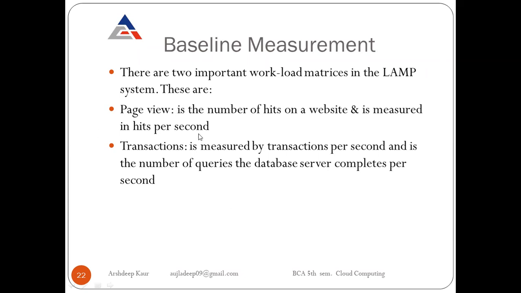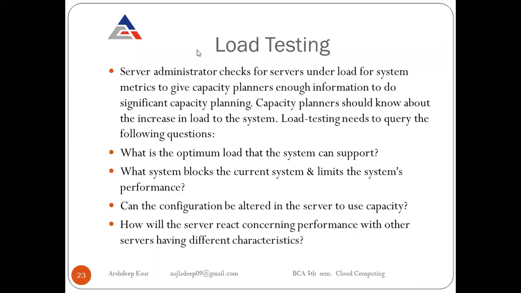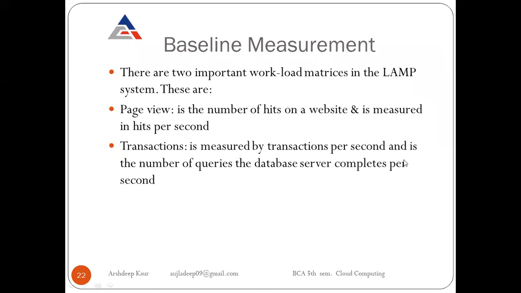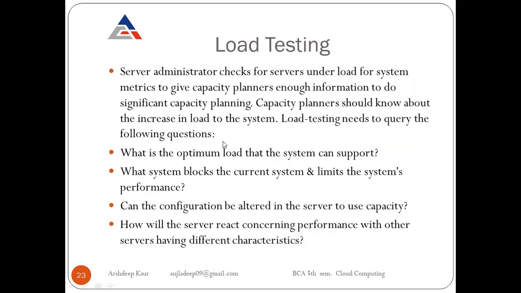Page view means how many hits I get on my website, and we measure it in terms of hits per second. And next we have transaction. Transaction is measured by transactions per second, and basically how can we calculate it? We can calculate it by using how many queries or requests are handled by the database server per second. So we have page view, and second we have transaction. Next we have load testing. It is very important.